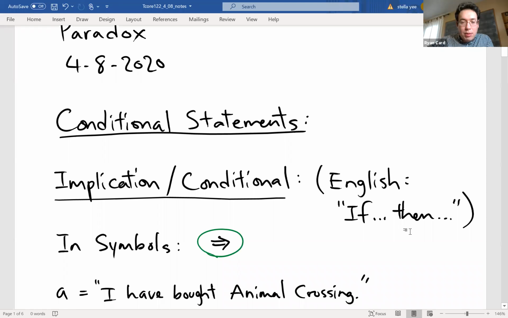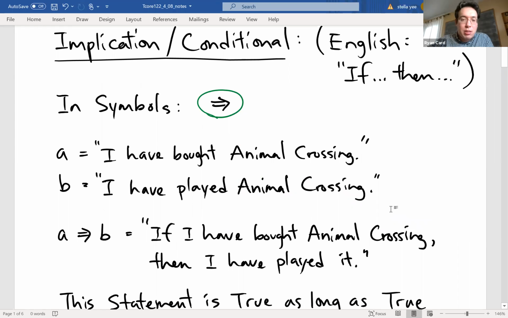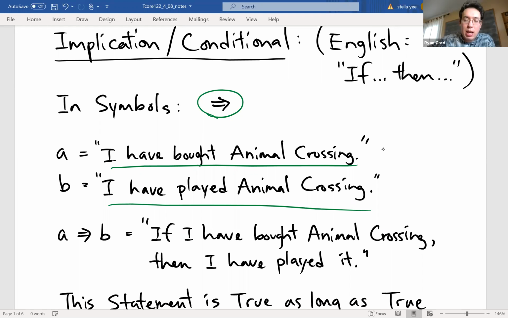So an example of a statement like that. We need two example statements to put it together. Here's one statement: I have bought Animal Crossing. And another statement might be, I have played Animal Crossing. You can put them together to make a conditional statement. So sentence A arrow B, you could read that as A implies B, or another way to read it would be, if I have bought Animal Crossing, then I have played it.